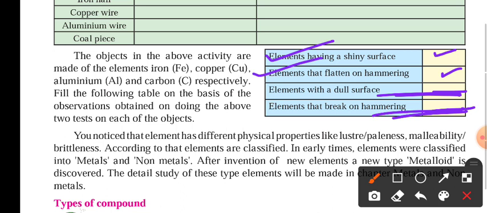In the next lecture, we will talk about compounds and types of compounds.